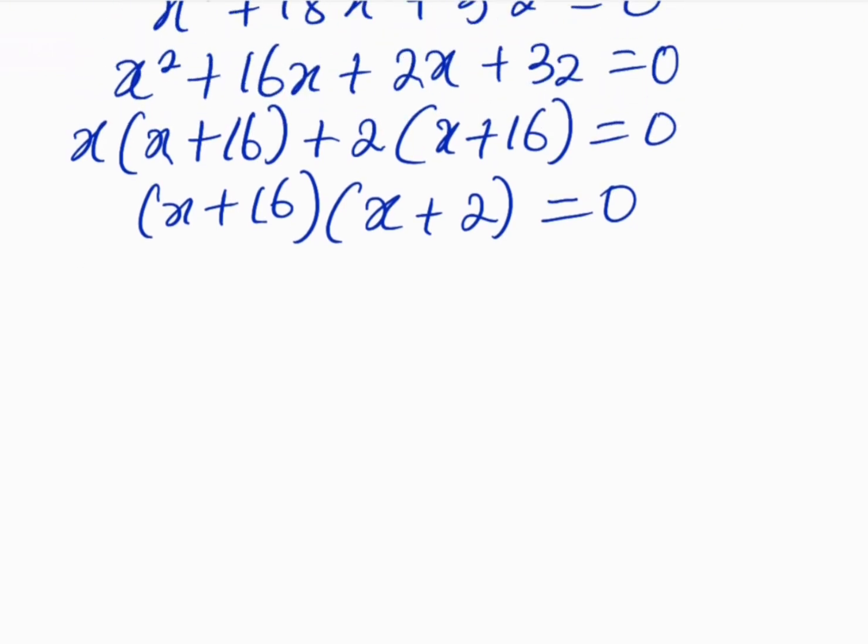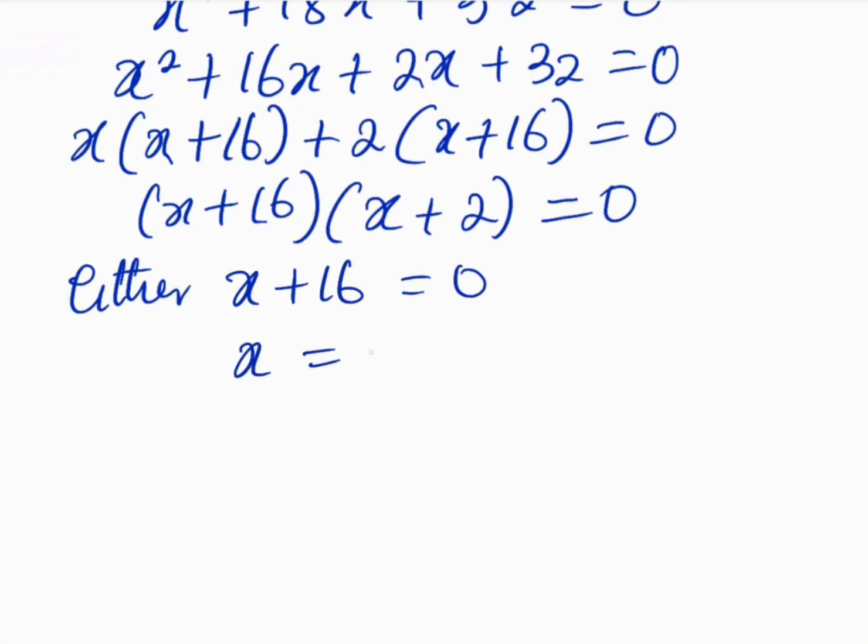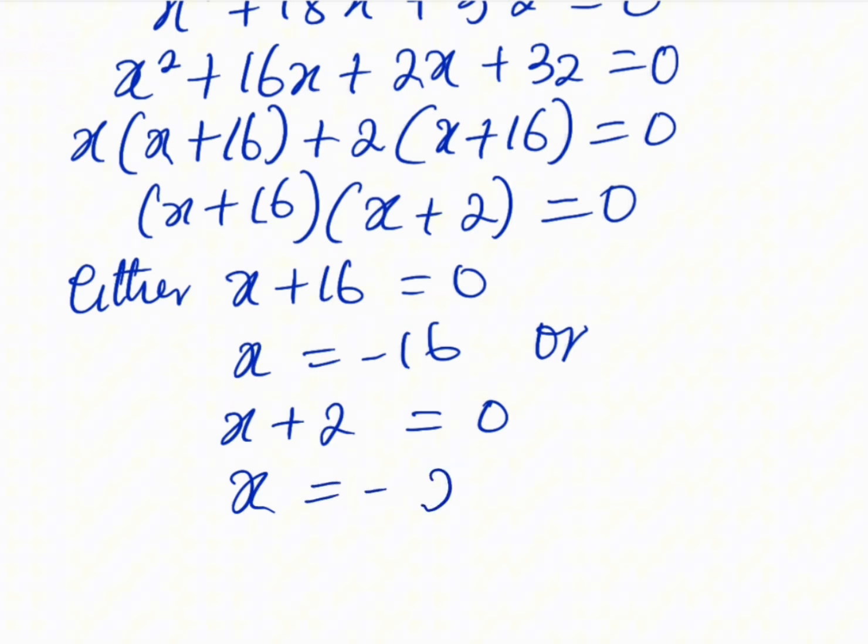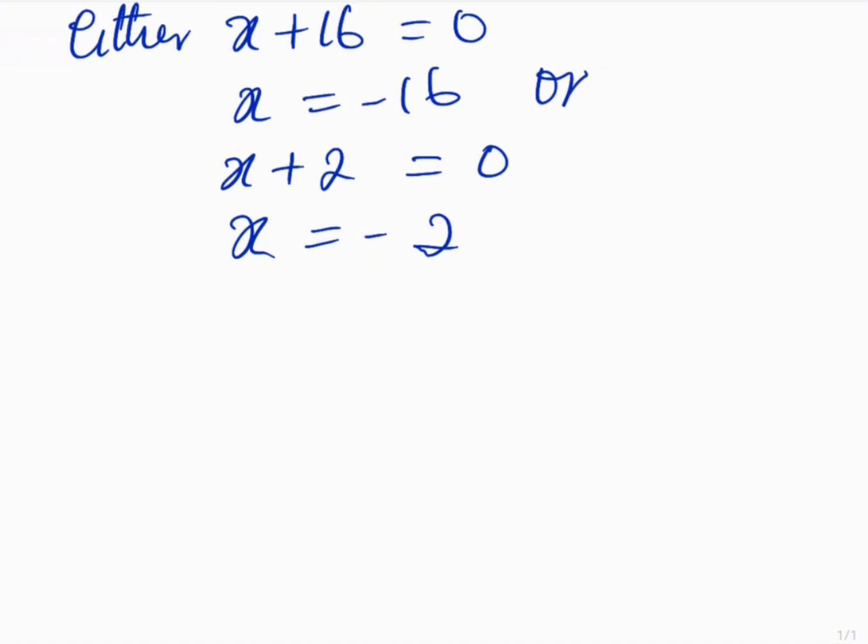Now, either x + 16 = 0, so x = -16, or x + 2 = 0, meaning that x = -2. Now let us check to see if this answer is right. Let us make a check.